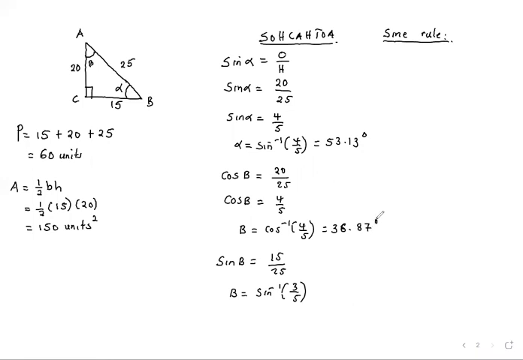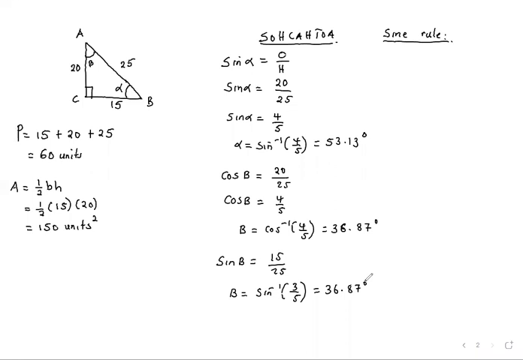Let's see if we get the same with sine inverse of 3 over 5. Exactly the same, 36.87. So I'm saying that you could choose to go by cos, go by sine, or tan. You still get the angles inside.